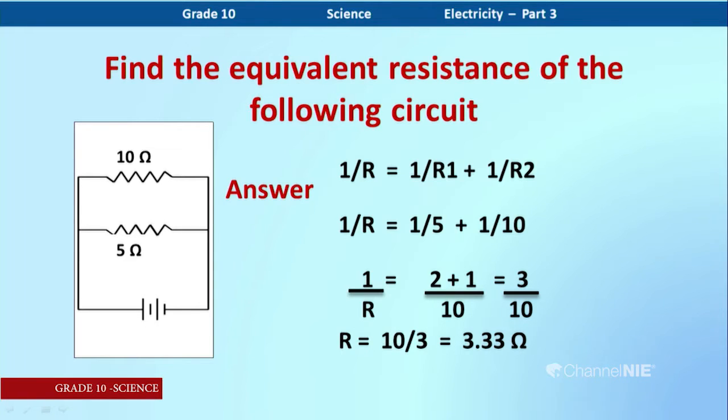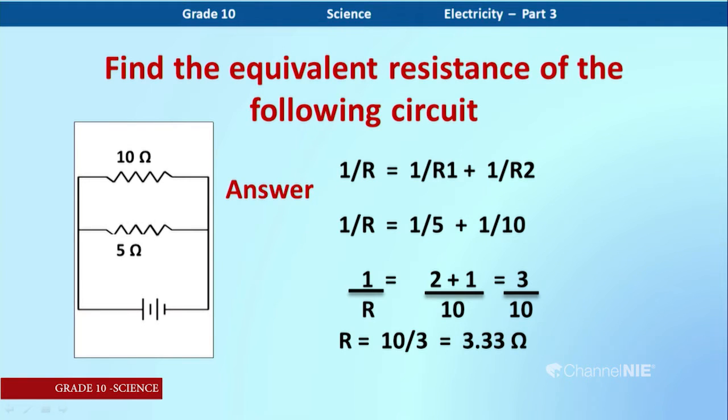You can see, if the equivalent resistance is R, then 1 over R equals 1 over R1 plus 1 over R2. Here R1 is 10, R2 is 5. Then 1 over 5 plus 1 over 10. Then when R is isolated, you get 10 over 3, that is 3.33 as the answer.